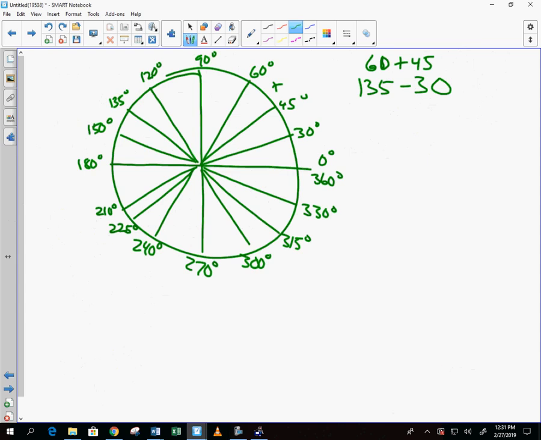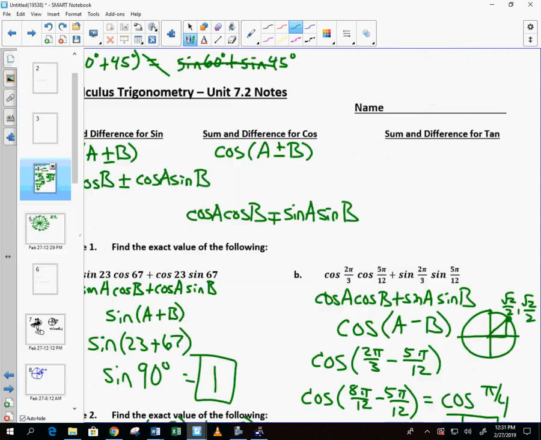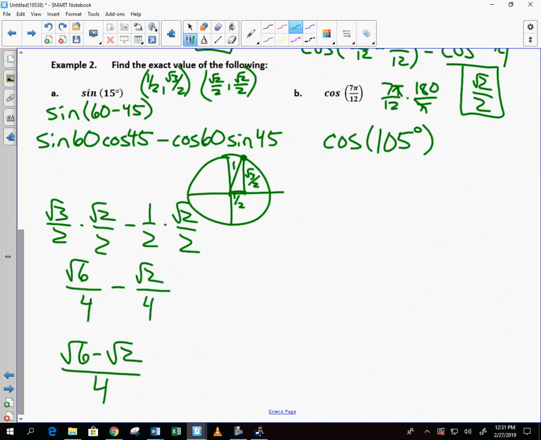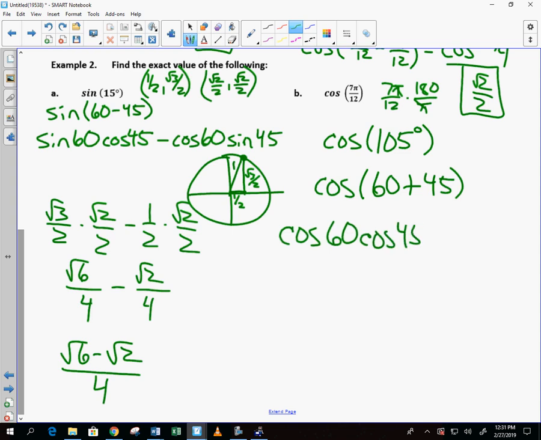Okay, let's check to see where you're at. What you should have here is the cosine of, I will use 60 plus 45 because I saw that that's what most people chose. Again, you could choose other workings, but everybody should then set up cosine of 60 times the cosine of 45 minus the sine of 60 times the sine of 45. Everybody good with that?